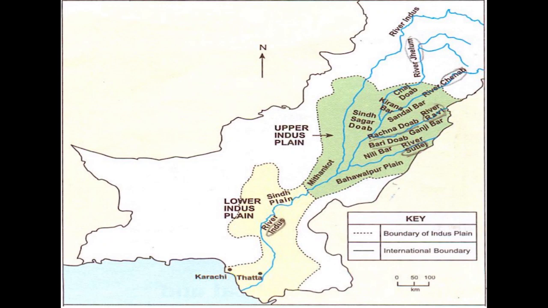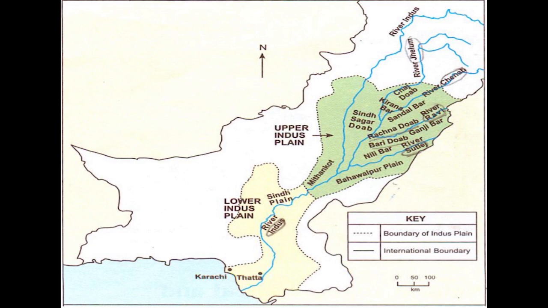Okay, students, on your screen you are looking at a new map that is about the plains of Pakistan, Upper Indus Plain and Lower Indus Plain. First of all, a vast, less steep and comparatively even surface of land is called a plain. We can divide the plains of Pakistan into two parts. Upper Indus Plain: this plain extends from the south of Pothowar Plateau to Mithankot in the Punjab province.